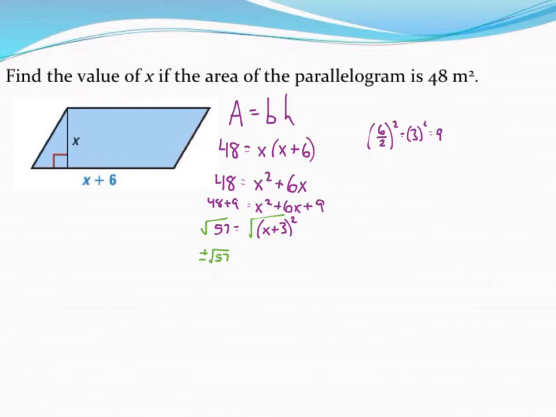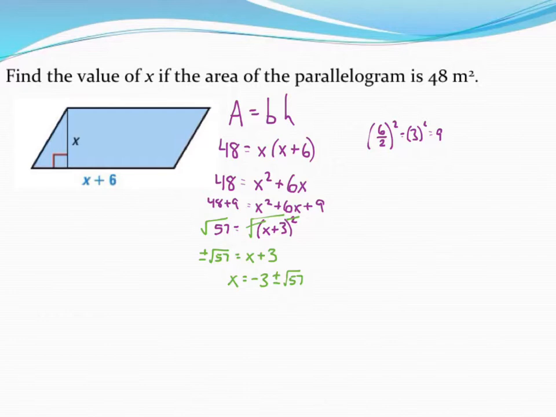57 is prime, I believe, so that will not factor. Or is it prime? Maybe it will factor. Turns out it doesn't matter. We're going to just get a decimal anyway. Squaring a square root, those will cancel out, so I'm left with x plus 3. To finish this problem now, I need to subtract the 3. So I'm going to switch around the order of some things a little bit. Moving that 3 to the other side will make it a negative 3, and then plus or minus the square root of 57.